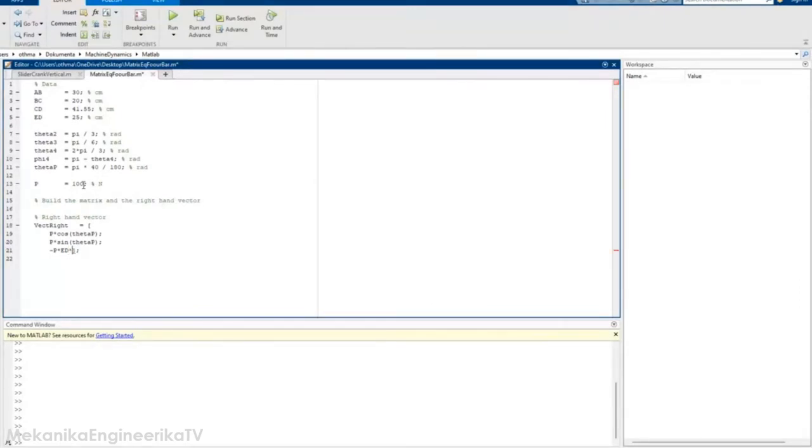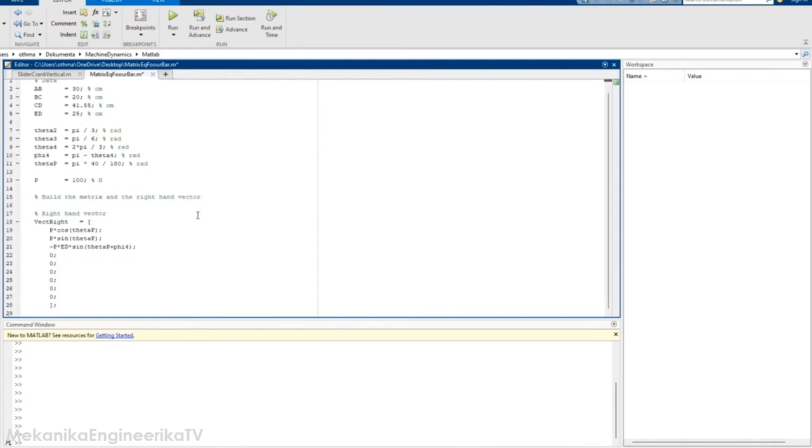So P times ED times sine(theta P plus phi 4). Okay, and again, I have completed this row. Now, later on, I will have 0 for the fourth. I need to put each time a semicolon to tell that I am moving to the next row. So here 0, 0, 0, and 0. Okay, and I have completed now the vector.